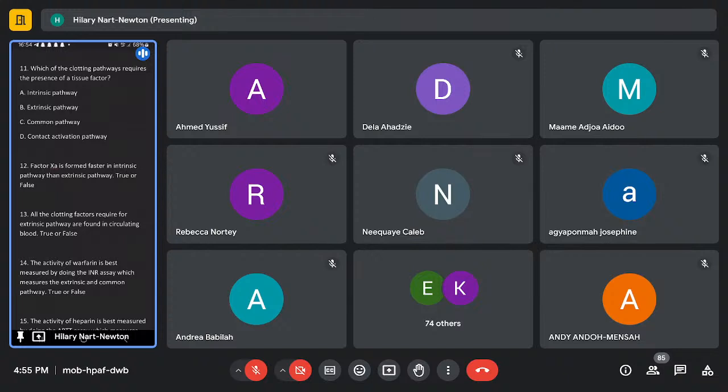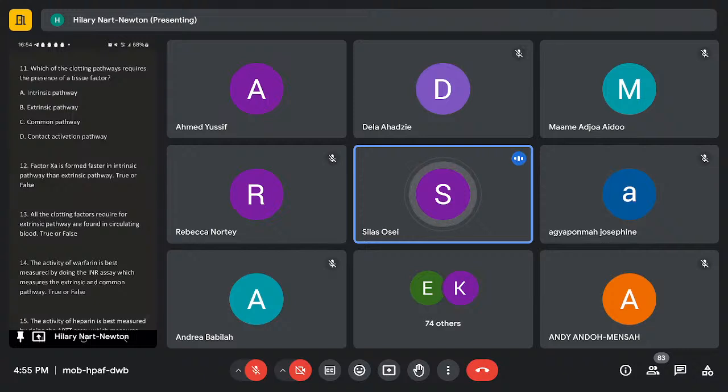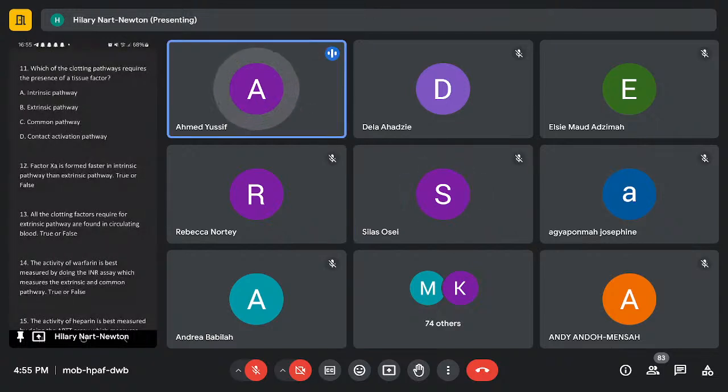12. Factor 10A is formed faster in intrinsic pathway than extrinsic pathway. True or false? Okay, so what are we going for? False. Okay, I'm hearing false. Any other answer? All right, so that's a false statement.